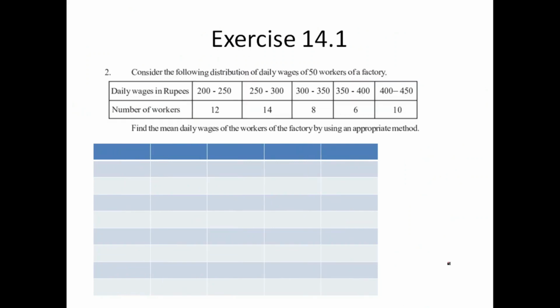Let's look at the next sum over here also. Let me write the class intervals. The class interval of this sum is your daily wages, and your f of i is your number of workers. So let me write this data, 200. You need to write the numbers as they are.